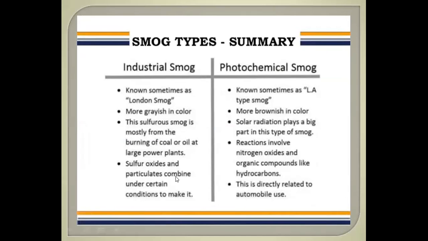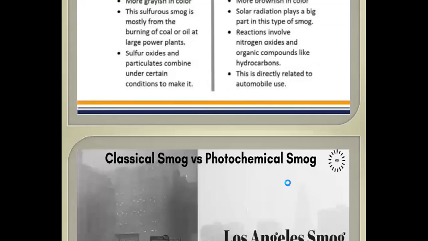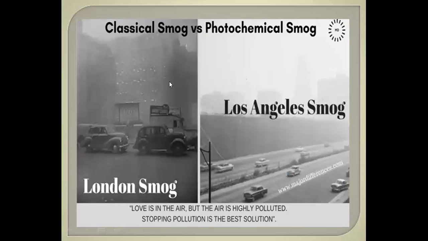Sulfur oxides and particulate matter combine under certain conditions to make industrial smog. Whereas in photochemical smog, the reaction involves nitrogen oxides and organic compounds like hydrocarbons. This is directly related to automobile exhaust. As you see, industrial smog is grayish in color, and photochemical smog is brownish gray in color.